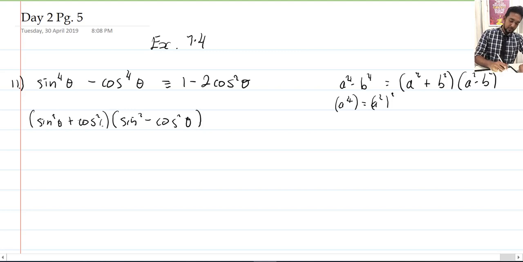Alright, and what's sine squared plus cos squared there? That's 1. So that entire bracket just kind of cancels out and we're left with what?